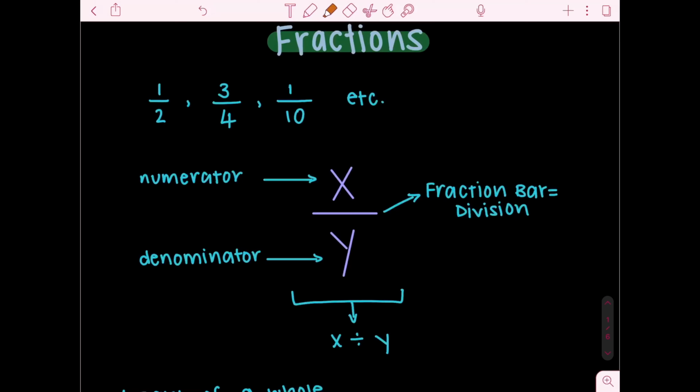Today's topic will be about fractions. Right off the bat, fractions, since they are written in the form of a ratio, will fall under the category of rational numbers. So this is just a reminder that fractions are part of the category of rational numbers.